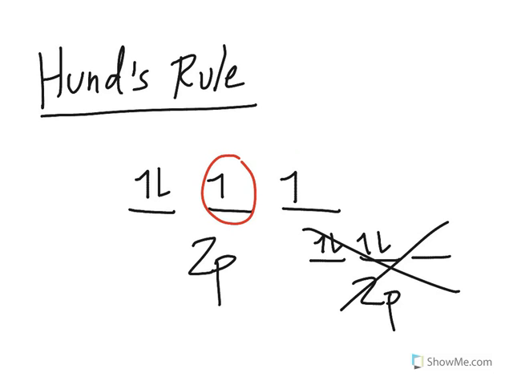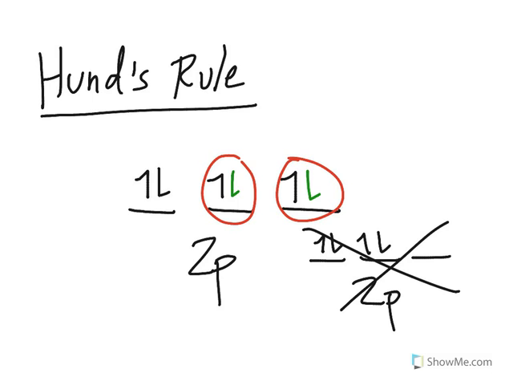For example, with this one and this one, both of those are unpaired. And because they are unpaired, I can get another electron to come in here and another electron to come in here. And what this tells me about that atom and its electron configuration is that it can form 2 single bonds or 1 double bond with another atom. So those are the rules for electron configurations.